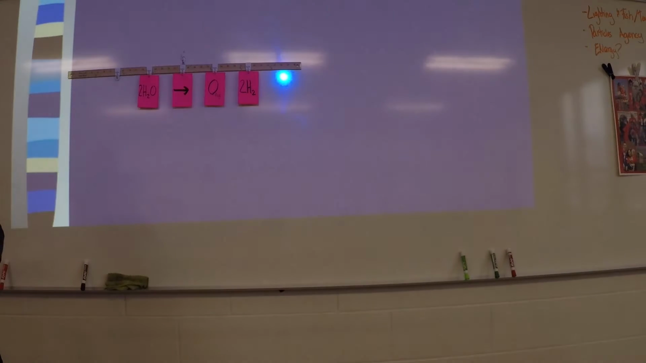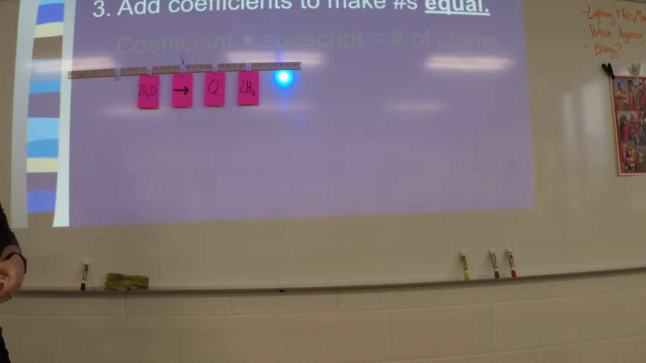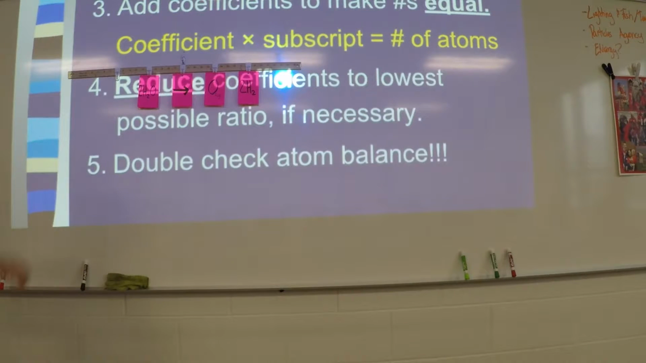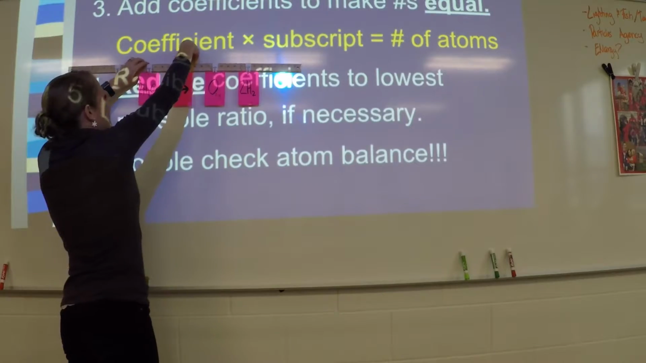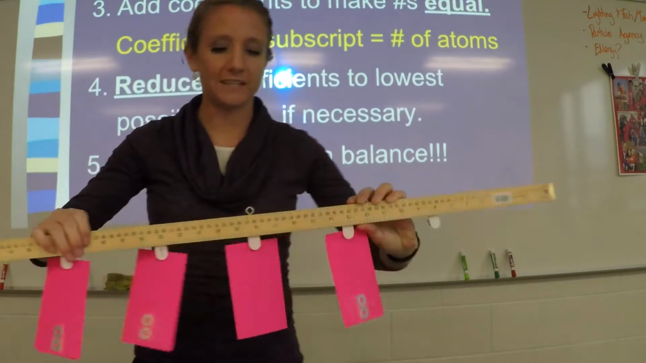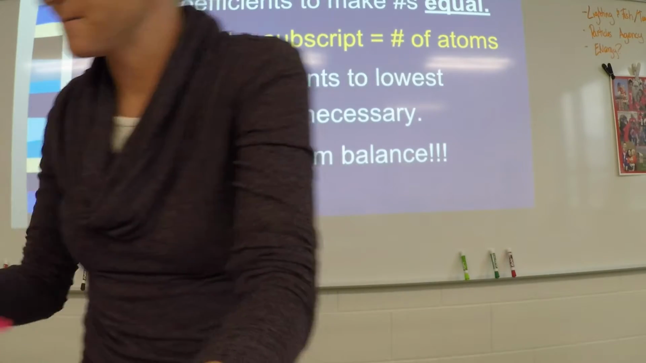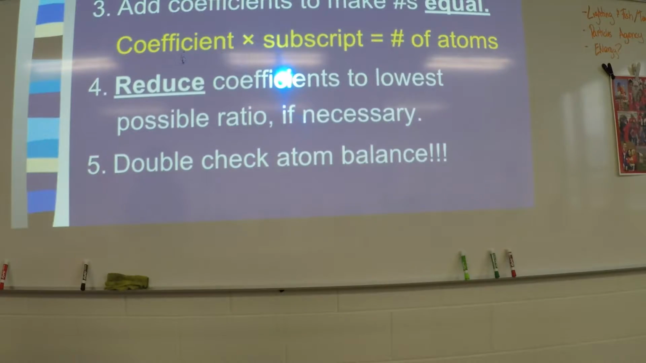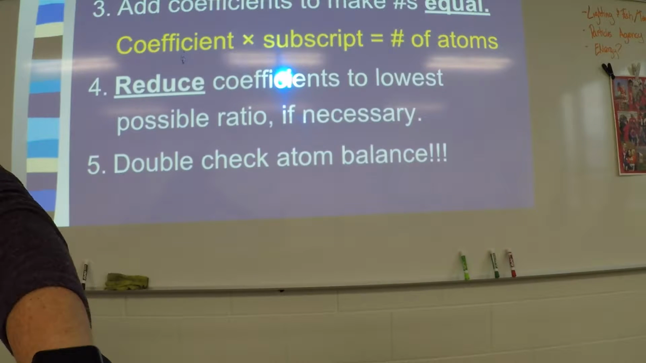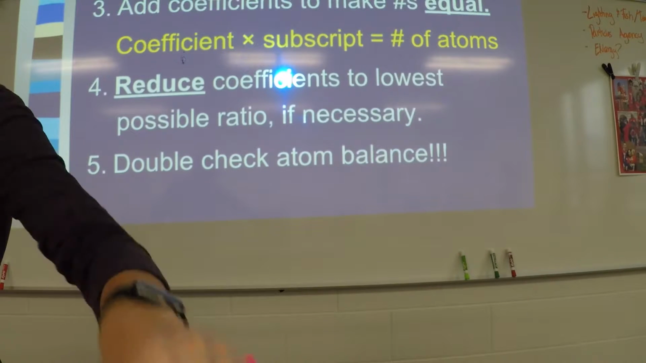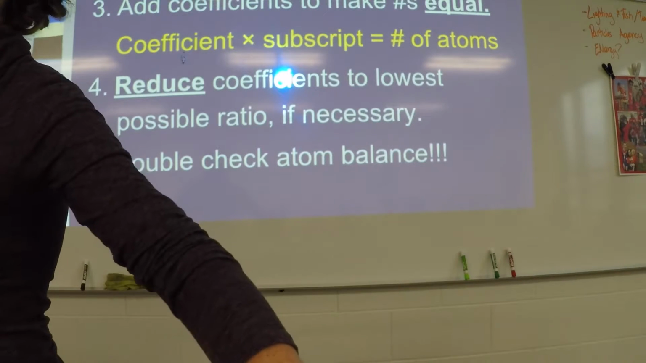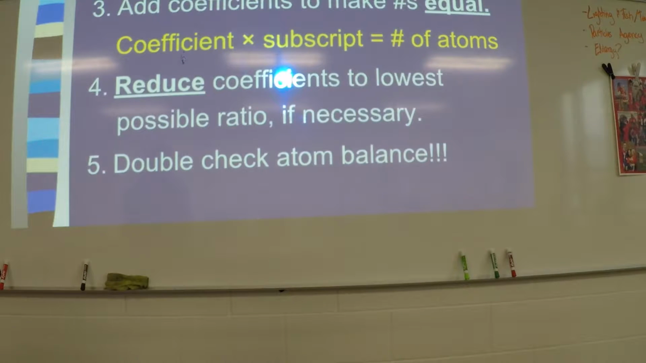Okay, so here are the steps in balancing a chemical equation. Step 1 is we need an unbalanced equation to start with, right? So if it's in word form, we do have to change it into symbols to get it to work out. Step 2 is you're going to count the atoms on each side. You need to know what you're working with so you can figure out what's balanced.